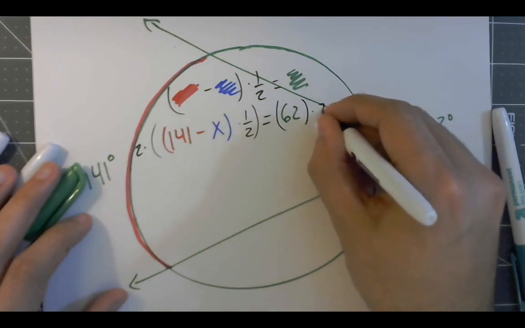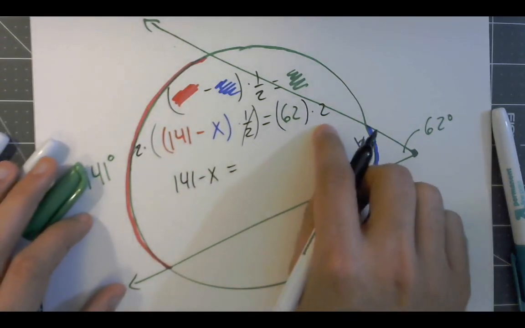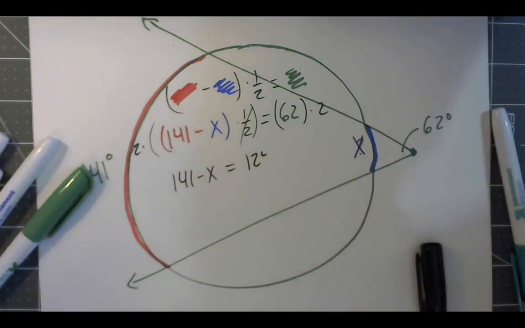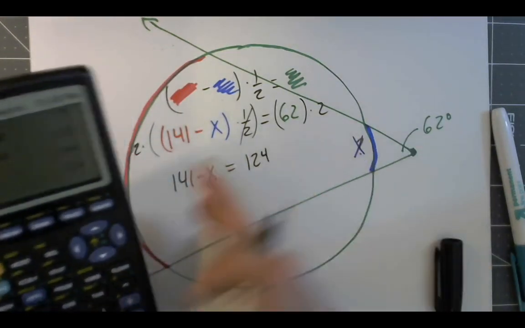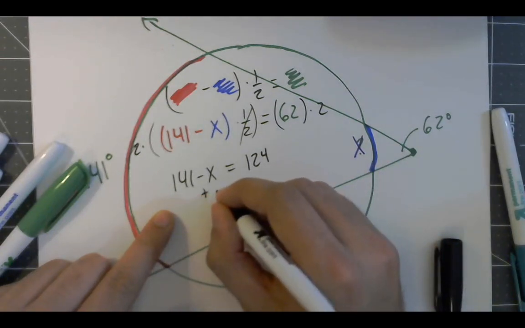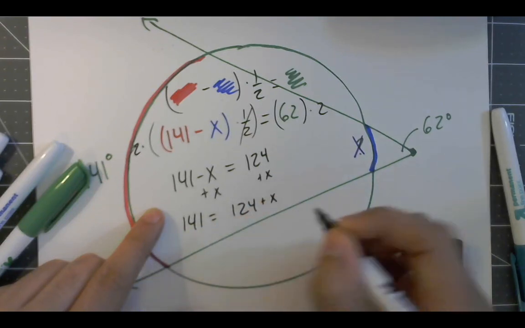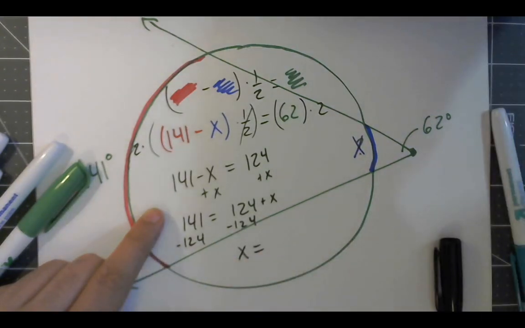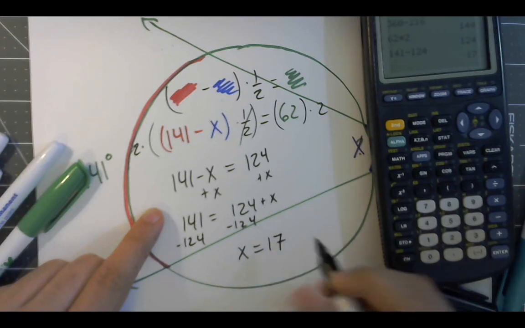If I multiply by 2, I get rid of that 1/2. So cancel, cancel. I have 141 minus x equals 62 times 2. 124. Sorry. And now let's move the x over. Plus x. 141 equals 124 plus x. Okay. Let's move the 124 over. X is going to equal 17 degrees.